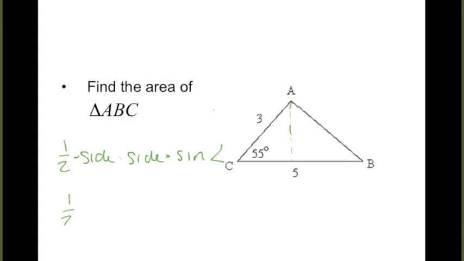So we're going to do 1/2 3 times 5 times sine of 55. We just type that right in the calculator. And we get about 6.1 as the area of this triangle. Okay. So you don't have to memorize that formula. It's the same no matter what letters you know, just making sure that you know 2 sides and the angle between, or that you know one thing about each letter.